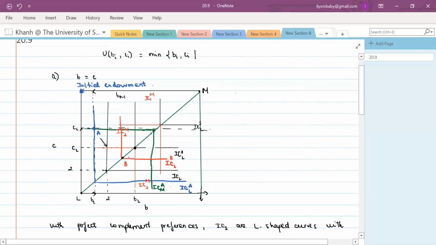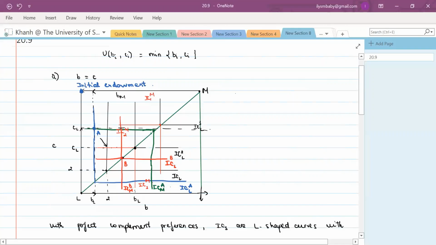And for Maya at this point B over here, remember, this is the line where the vertex for Maya is lying as well. So the indifference curve going through point B is going to be a curve like this. It's going to be the L shape like this. So this is the indifference curve for Maya at point B.